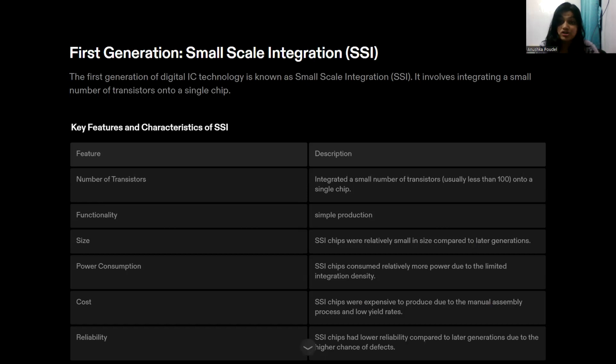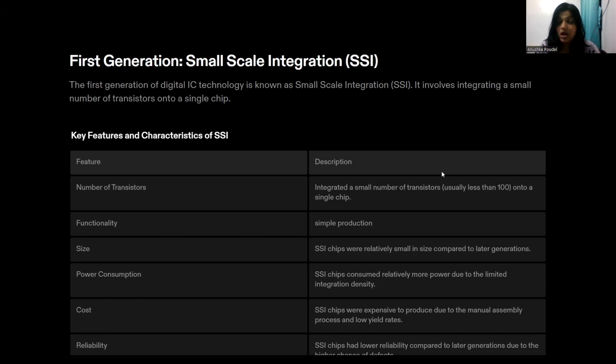We're looking into different generations of ICs. First, we have the first generation, small scale integration, SSI. The first generation of digital IC technology is known as small scale integration. It involves integrating a small number of transistors into a single chip. This single chip is made up of silicon. We're looking at the key features.